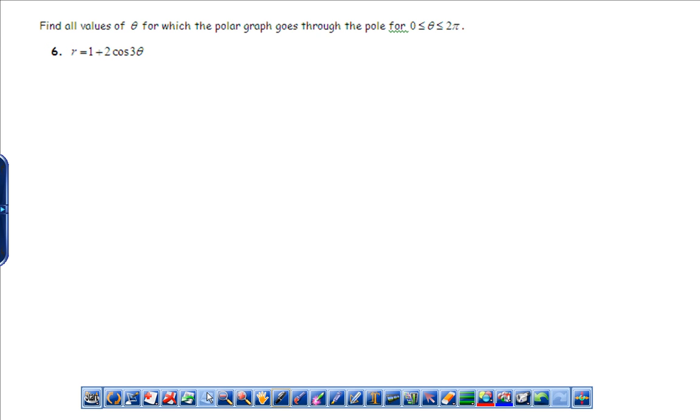Okay, for number 6, it says find all the values for theta for which the polar graph goes through the pole. And our answers need to be 0 to 2 pi. Okay, if it goes through the pole, then we know that r is equal to 0. So I'm going to go ahead and set this equation equal to 0. So 0 is equal to 1 plus 2 cosine of 3 theta. Move your 1 over, so negative 1 equals 2 cosine of 3 theta. Divide by 2, so we have negative 1/2 is equal to cosine of 3 theta.